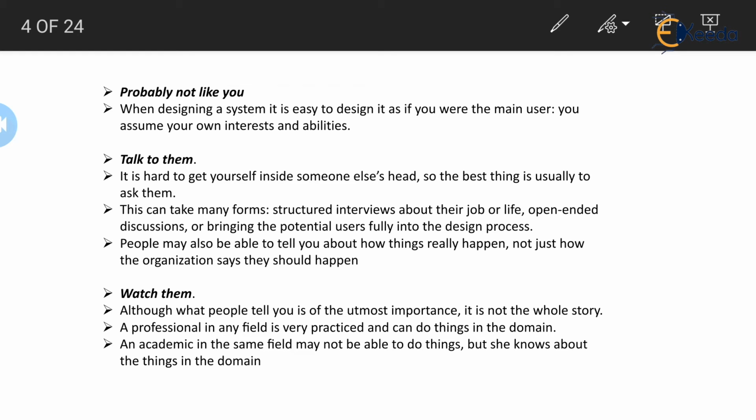So this takes many forms. Now come to the point where you are developing a website, an interactive system for users. How will you do this? First you will conduct structured interviews about their job or life, and open-ended discussions, so that you come to a point where you know how and what you can develop.